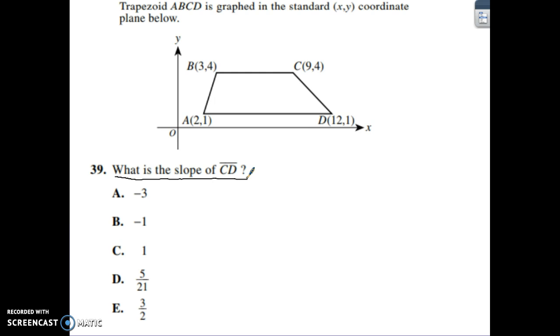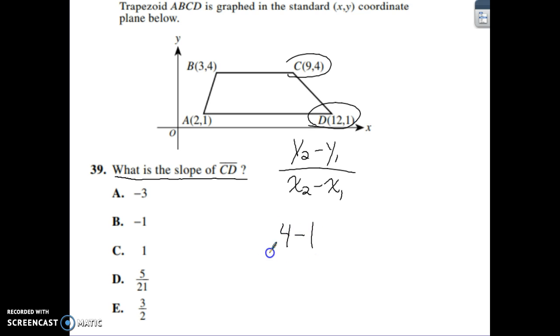So, slope, y2 minus y1 over x2 minus x1. So we're going to take our values for C and D. So we're going to have 9, 4, and 12, 1. So our y values are going to be 4 and 1. So 4 minus 1. And we've got to go in the same order here because you notice 2 comes first, then 1.